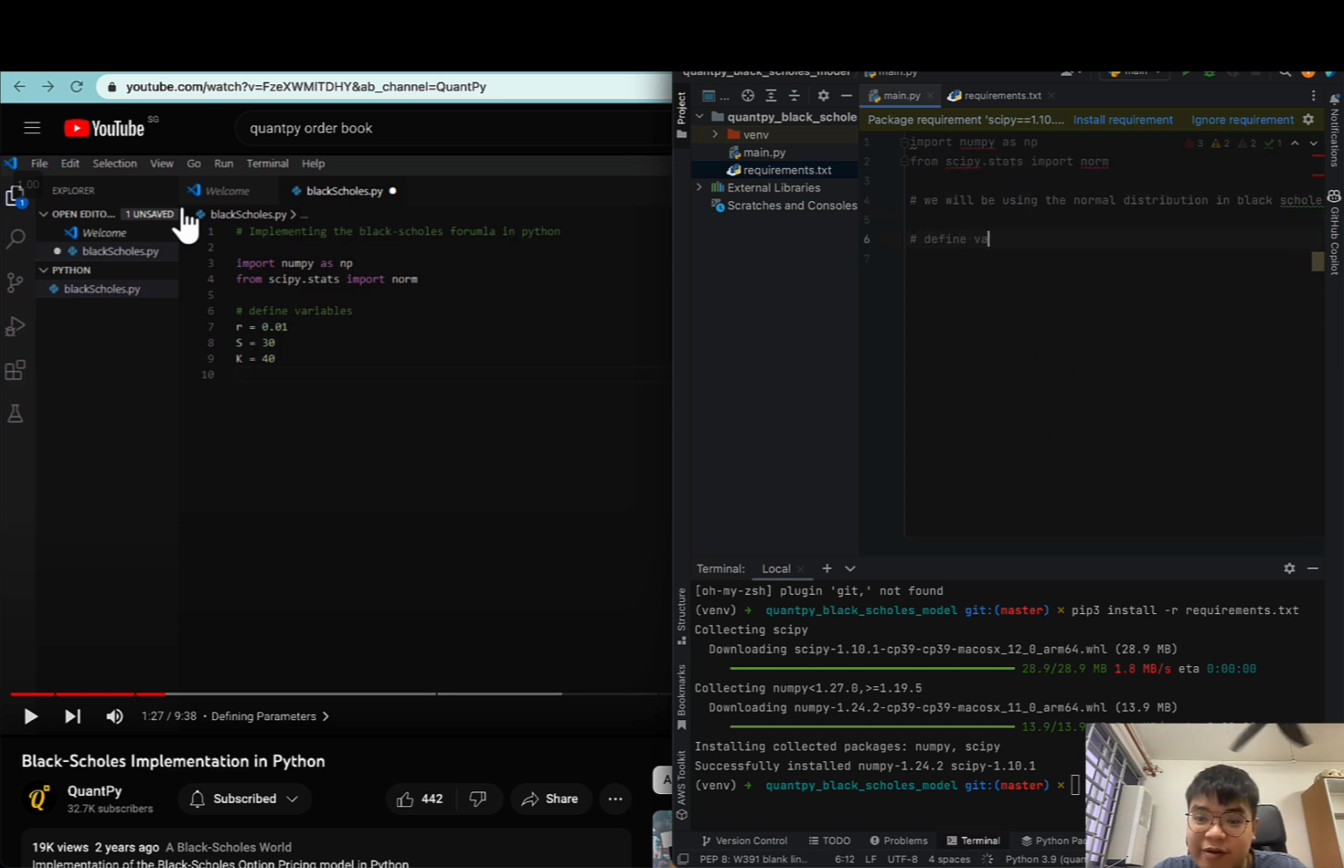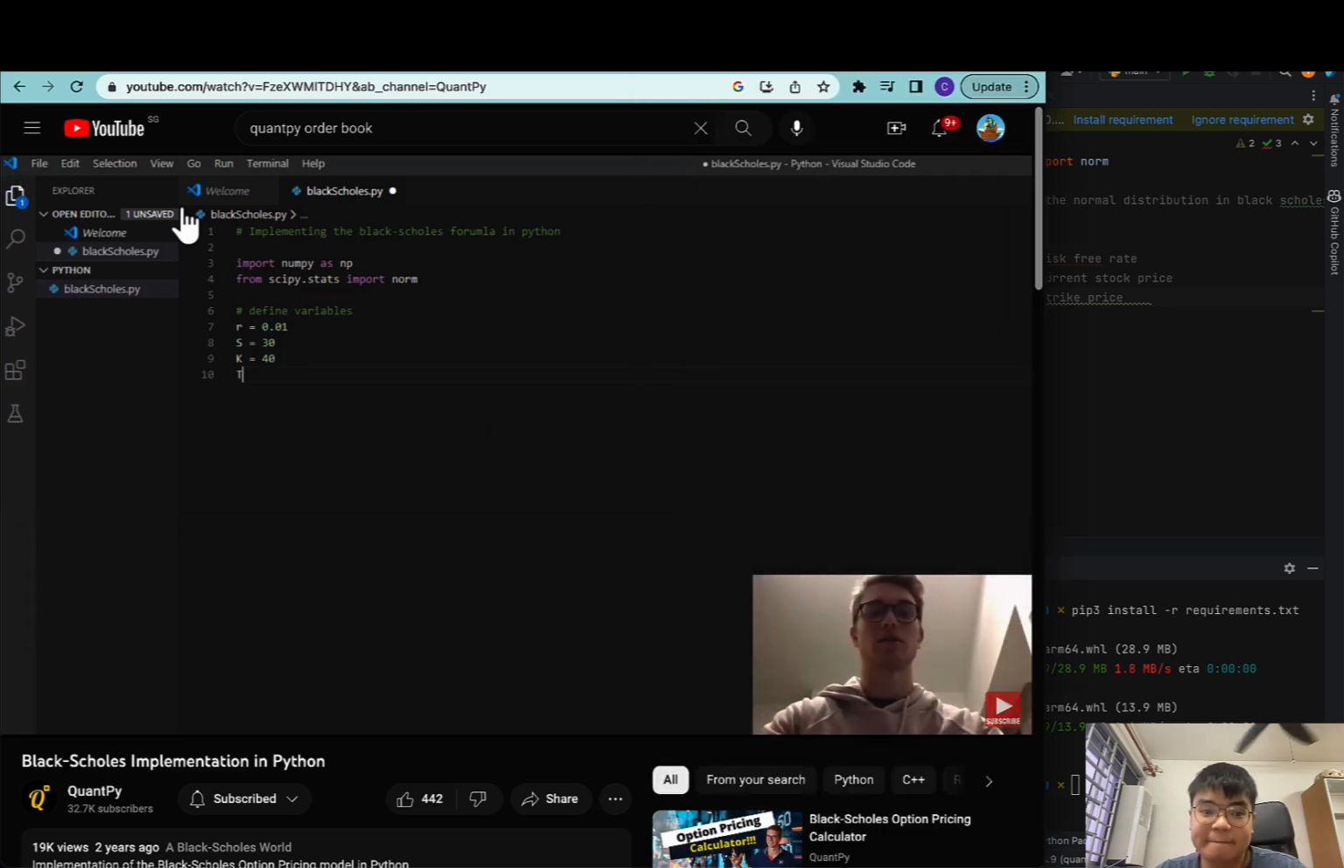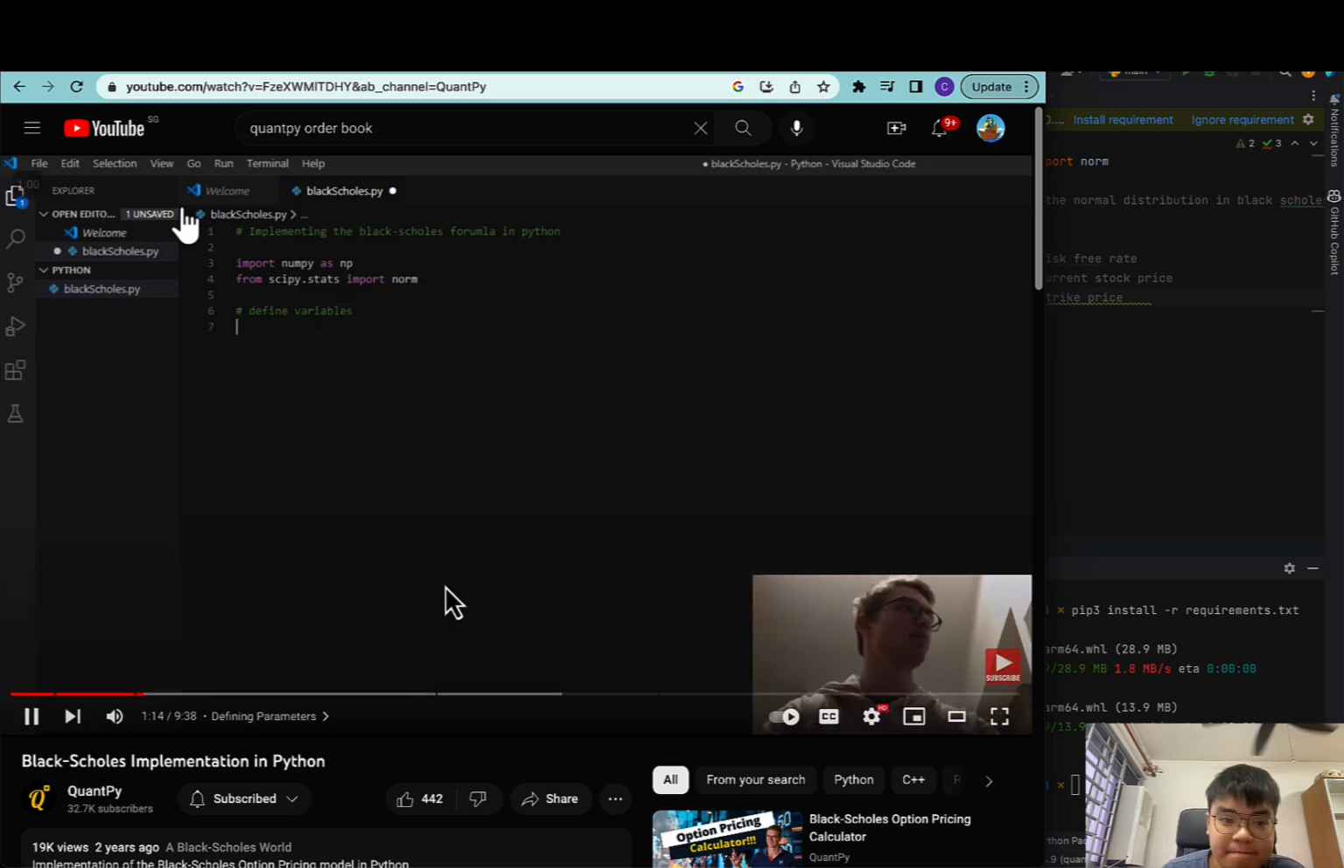Next thing, let's define the variables. In this case, r is the risk-free interest rate, if I'm not mistaken, and S in this case is, I think S is the current stock price, and K is the strike price. Okay, let's carry on. And time was 240 days. Remember, that's out of 365.